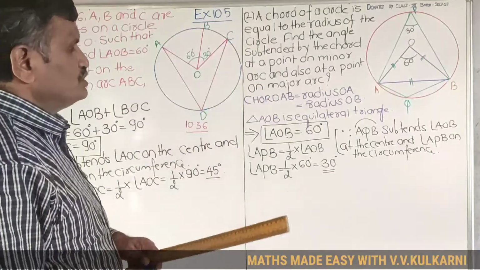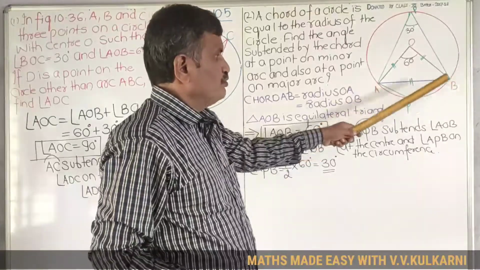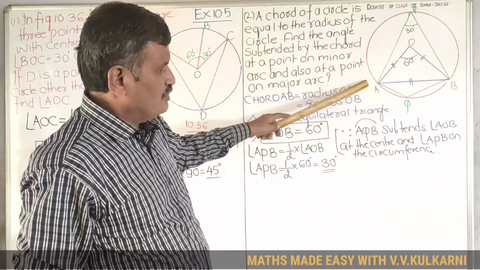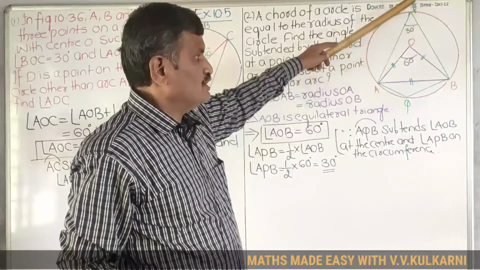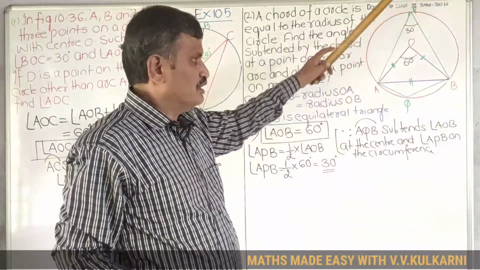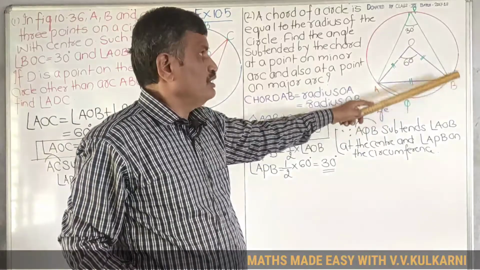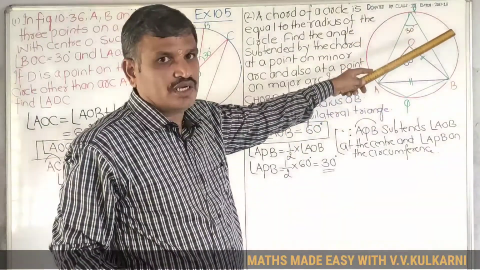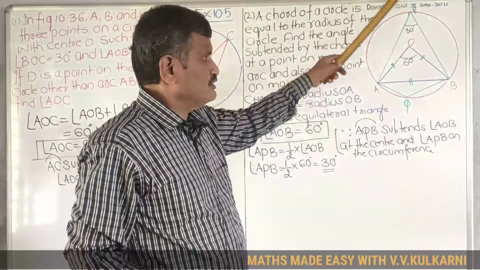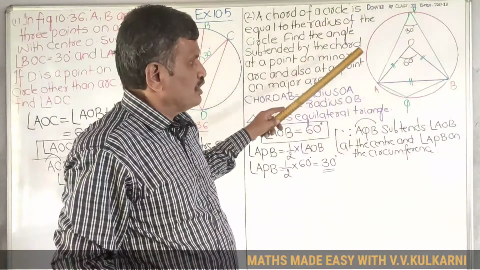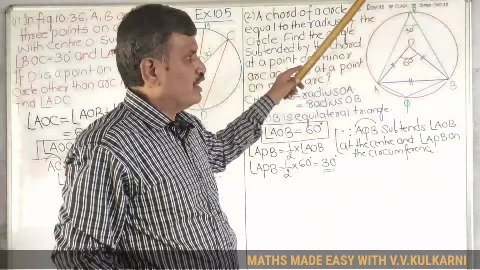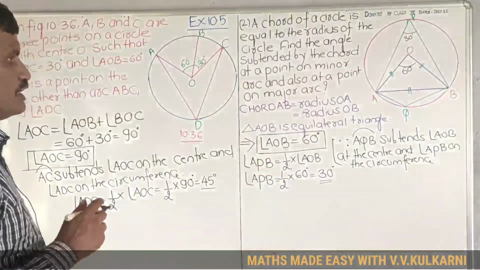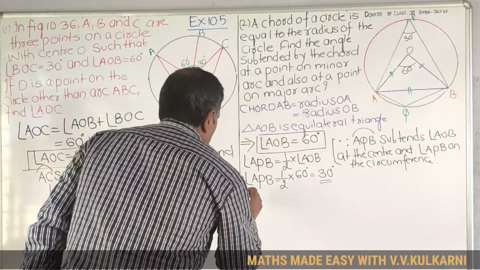Now you see AQBP or APBQ, all the four vertices lie on the circumference of a circle. So AQBP are the vertices of a cyclic quadrilateral. I have given you the definition of a cyclic quadrilateral. What does it say? If all the vertices of a quadrilateral lie on the circumference of a circle, it becomes a cyclic quadrilateral.